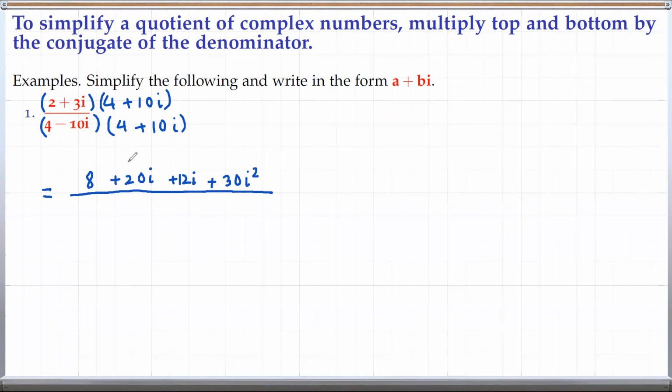And we can do the same thing in the denominator. So 4 times 4 is 16. 4 times 10i is 40i. We have negative 10i times 4 is negative 40i. And then we have negative 10i times 10i. So negative 10 times 10 is negative 100. And i times i is i squared. We have this.